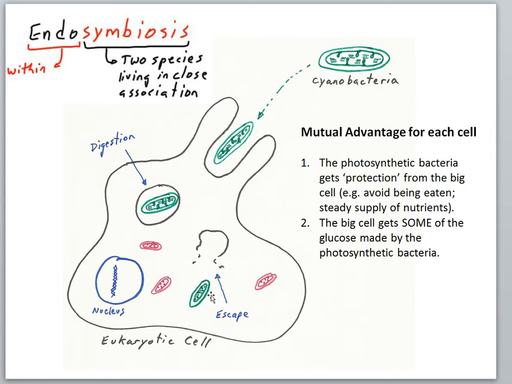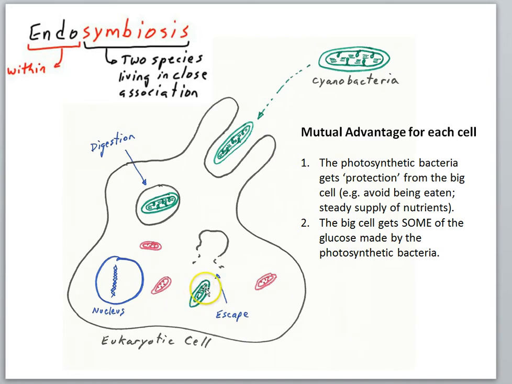Now, why would that have lasted? Well, the idea is that both types of cell would have gained an advantage from this relationship. So the photosynthetic bacteria would get protection from the larger cell. It would avoid being eaten. If you can live inside the larger cell, that's better than being out here and possibly eaten and successfully digested by another cell. So if you can live inside your predator, that's a pretty nice trick. Secondly, the big cell then gets some of the glucose made by the photosynthetic bacteria. Imagine from the big cell's point of view, you now have a glucose factory living inside you.